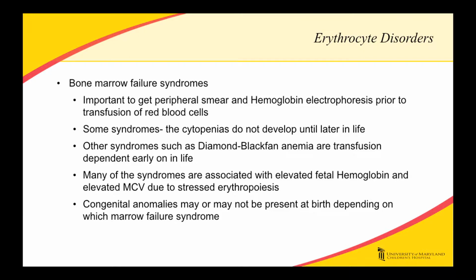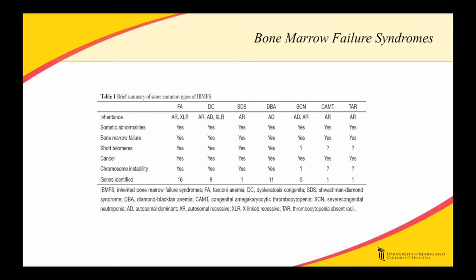Congenital anomalies may or may not be present at birth and tip you off that you are dealing with one of these bone marrow failure syndromes. And here's a very nice chart summarizing the way that these syndromes are inherited. Fanconi's anemia can be autosomal recessive, X-linked, dyskeratosis congenita. This can be really hard, and sometimes these patients are not diagnosed until they're well into their 20s and 30s.